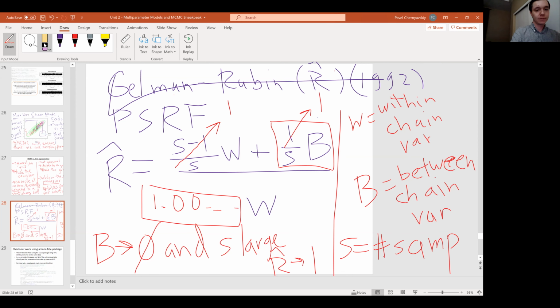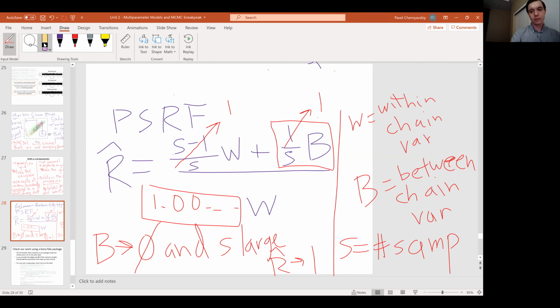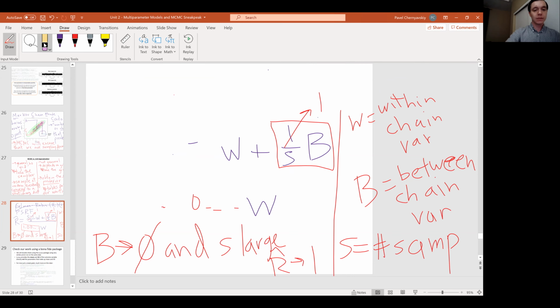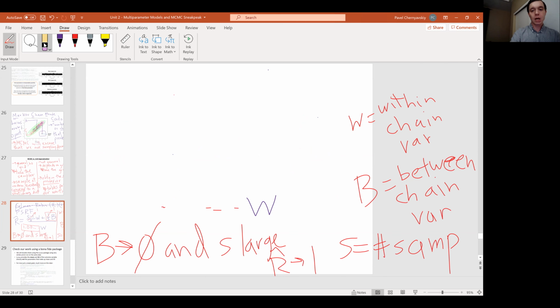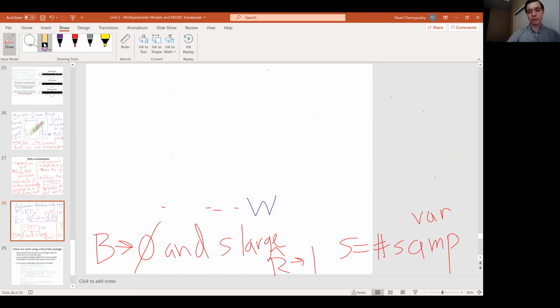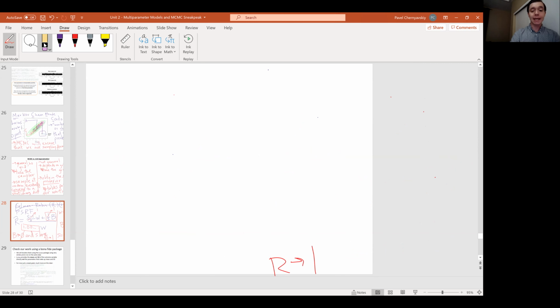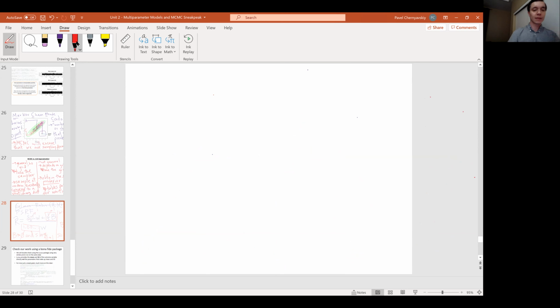The next question is, okay, so you have converged, but now how uncorrelated are my successive samples? How many pieces of independent information am I getting from the posterior? So the concept is effective sample size.